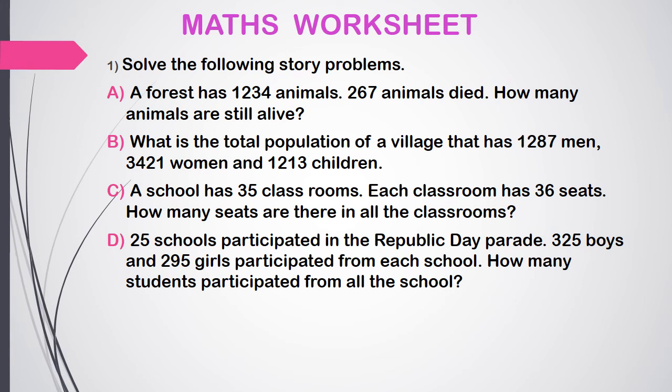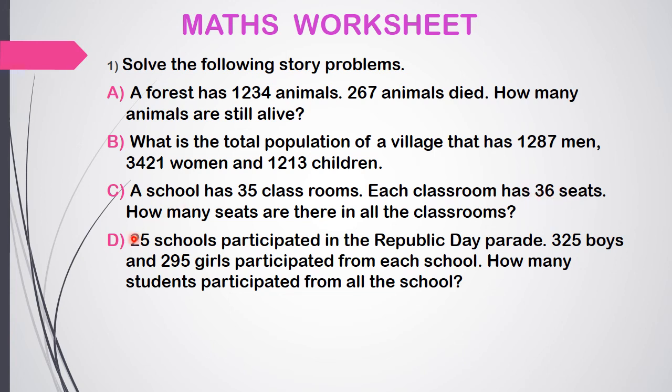So I gave these 4 sums as homework. First sum. A forest has 1234 animals, 267 animals died. How many animals are still alive? So which operation do you have to use for this A sum? Yes, you have to use subtraction. So you have to subtract 267 from 1134.